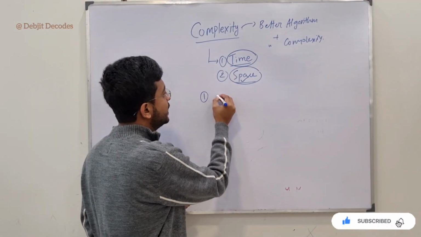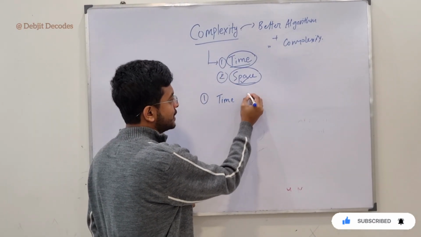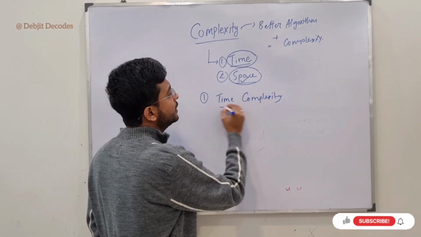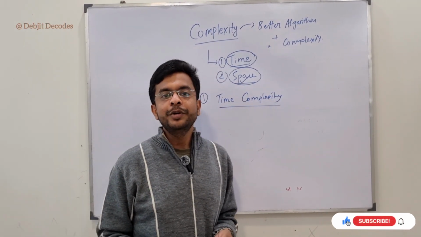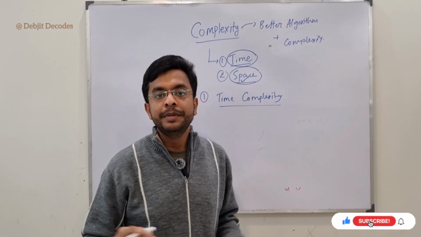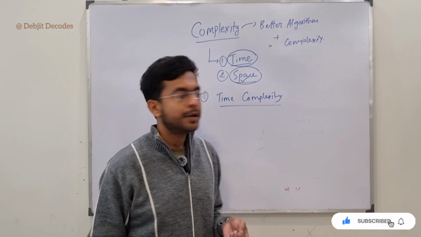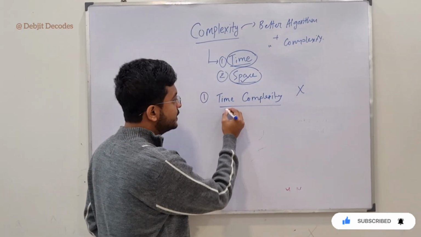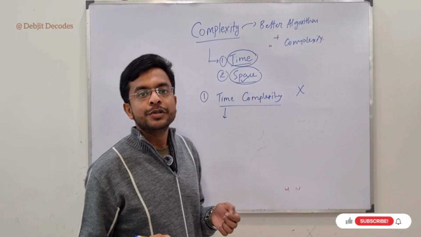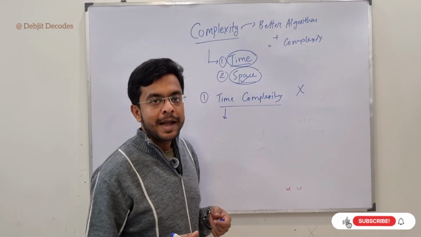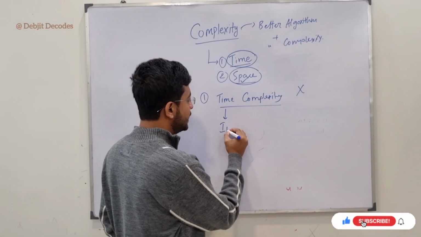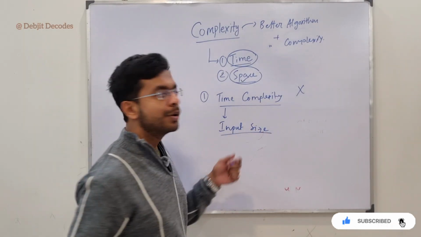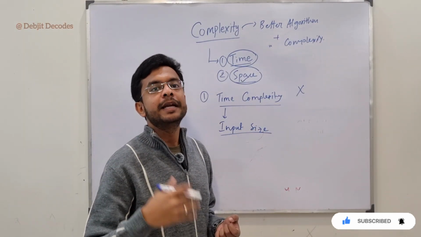The first thing is time, or say the time complexity. So what do we mean by time complexity? Is it the runtime we are seeing in terms of seconds, minutes, or hours? No, it is not that. So what is it then? Suppose we have a particular problem, and based on the input size, we check how the complexity is increasing.